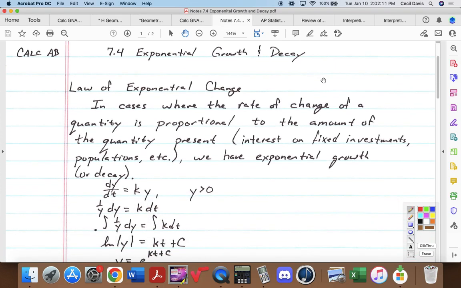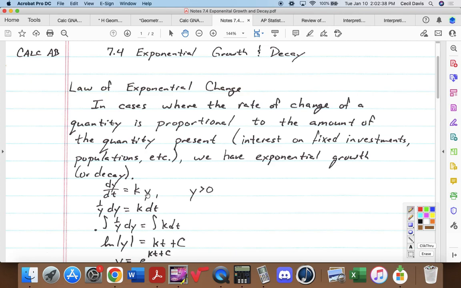So those ones you did on your homework last night, where dy/dt is equal to ky, is part of something called the law of exponential change. What's happening is the rate of change of a quantity y is proportional, that's where we get the k from, to how much of y you have.